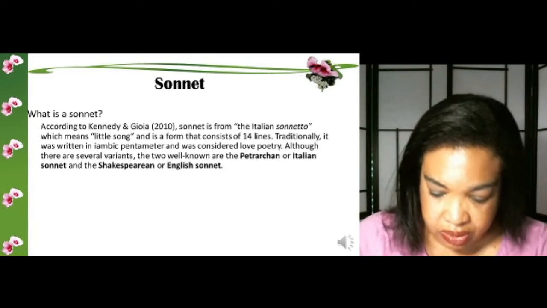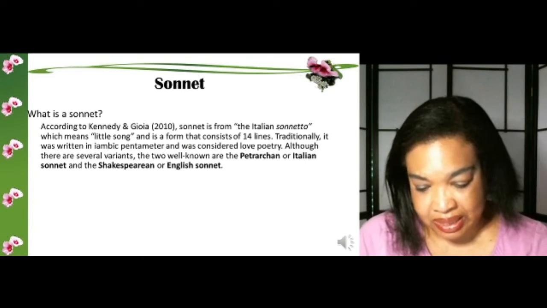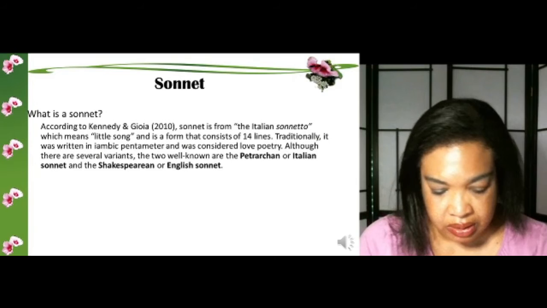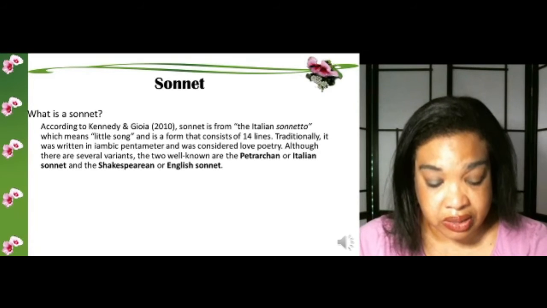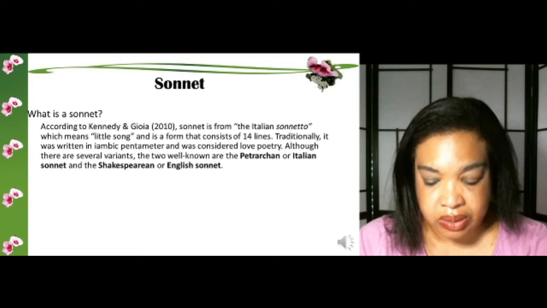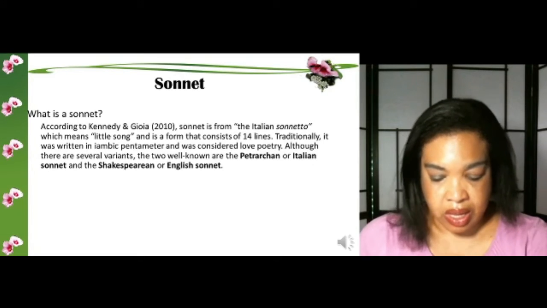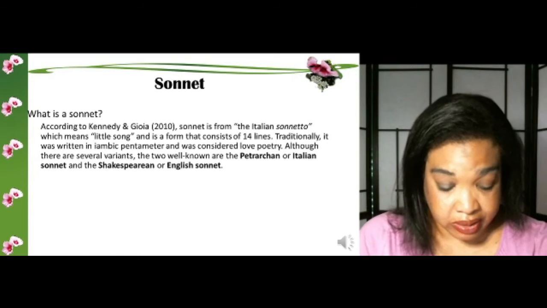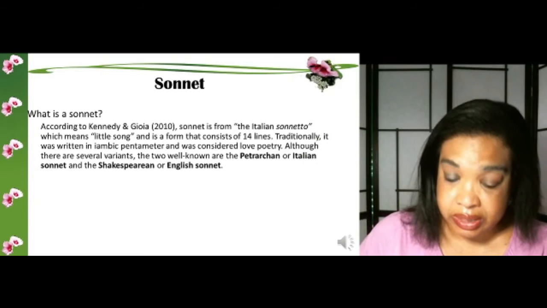I finally figured it out a couple of years ago, but whenever I see iambic pentameter, I just think five, and I'm like, 5 meters? No, but 2 times 5. So although there are several variants of the sonnet, the two most well known are the Italian sonnet, and there's that big Italian word I tried saying earlier, but I had to do a retake because very hard. Shakespearean or English sonnet.